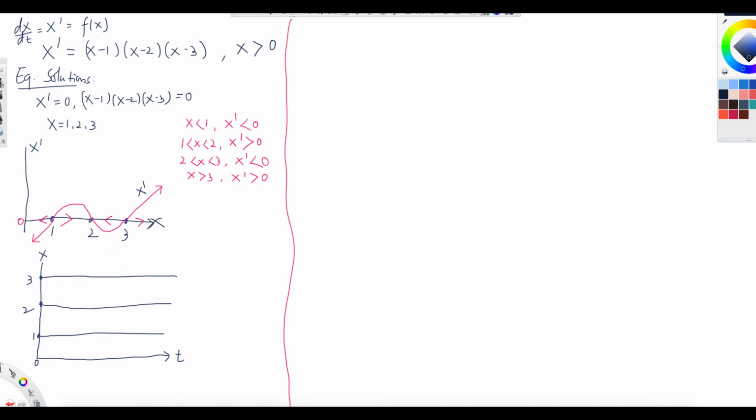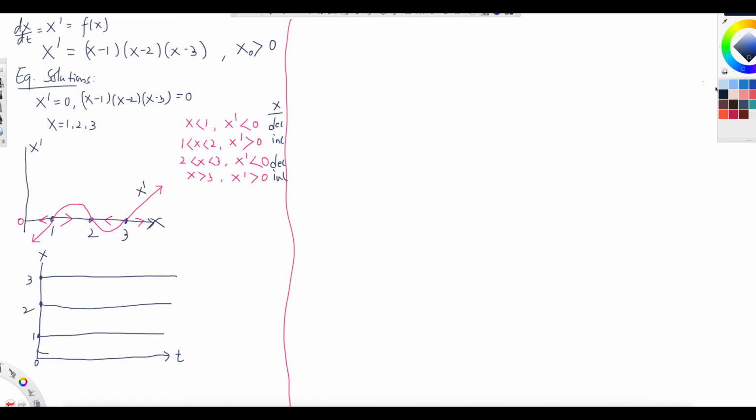Or you can say x0 is positive. x0 means the initial value of x, the starting value of x, is always positive. If you pick an initial value between 0 and 1, that means x is less than 1, then x prime is negative. X prime negative means it is going down, meaning the function is decreasing, because x prime negative means x is decreasing. So anything that starts between 0 and 1 will decrease.